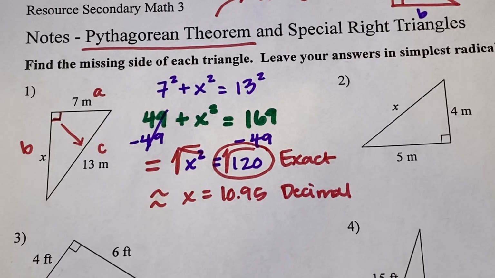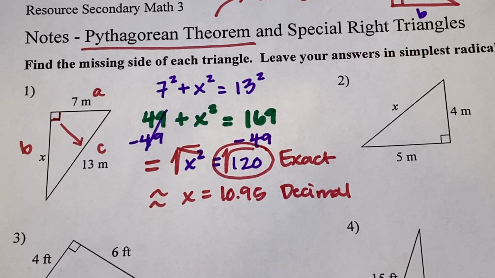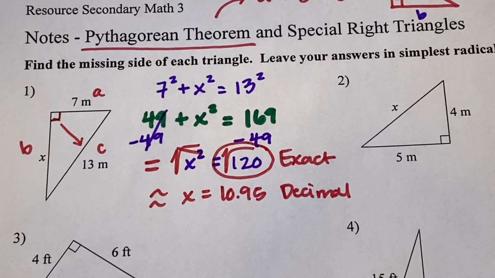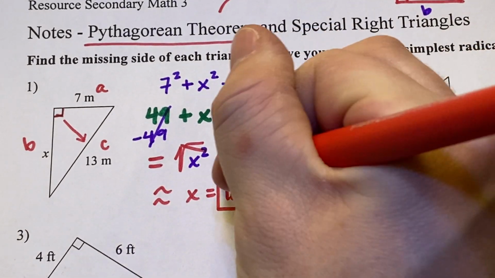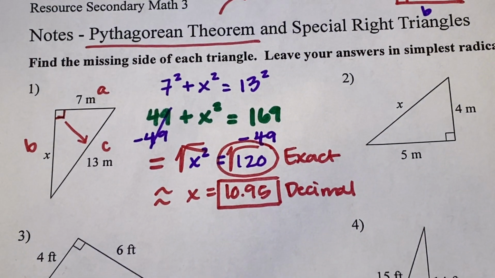So our exact answer was the square root of 120. The decimal answer was 10.95. And it'll say like round to 3 decimal places, 4, whatever. Okay, so not a very pretty answer, right? This wasn't a whole number, but that's okay. We still solved it the exact same way.